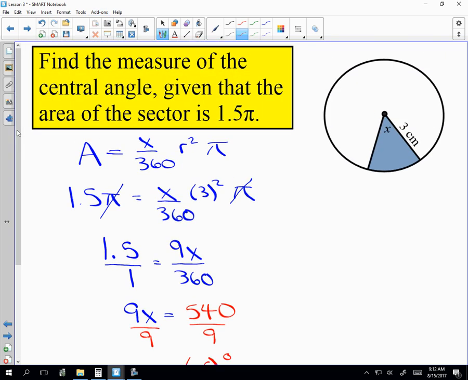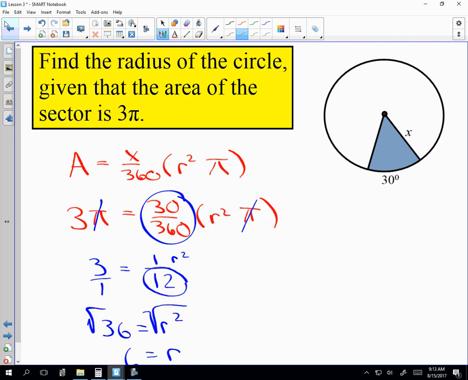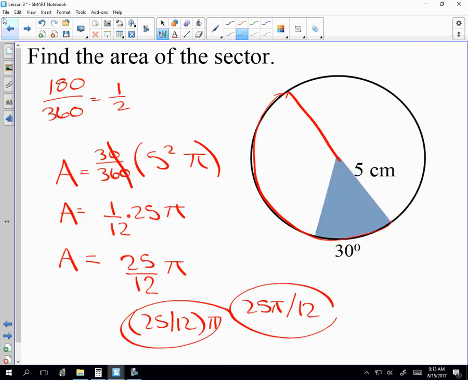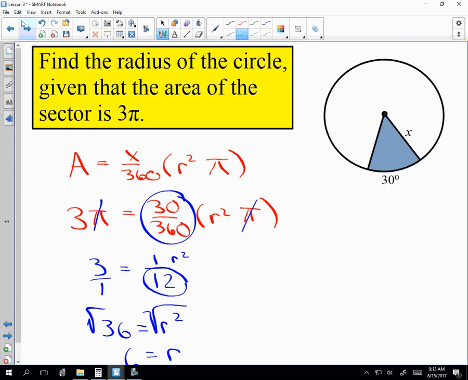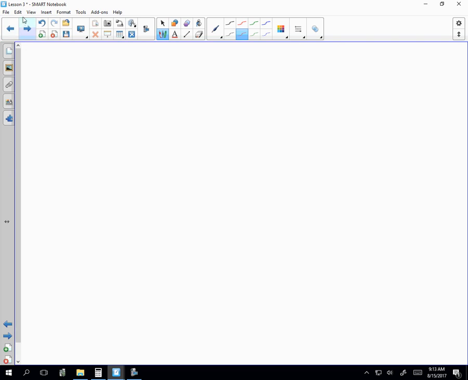Okay, so that's the situation where we're trying to find the sector arc length, our central angle. We had the situation where we're trying to find the radius given the area, and then we have our standard problem. We're given the arc length or central angle, we're given the radius, and we're just trying to find the area. So that concludes our lesson for today.